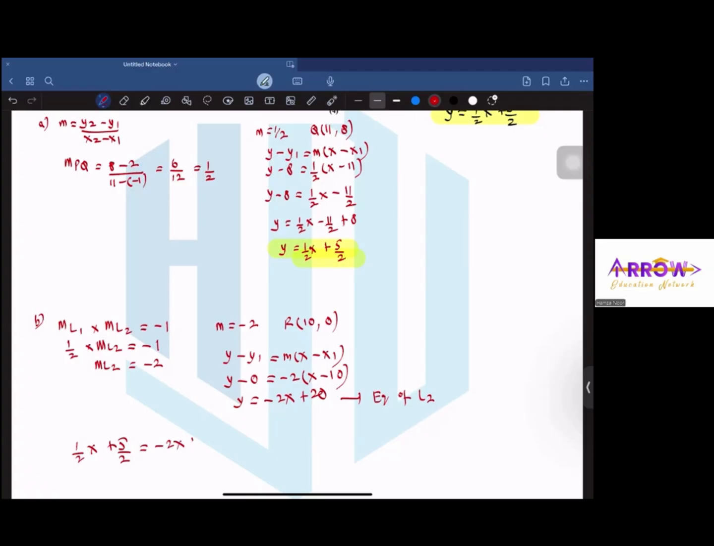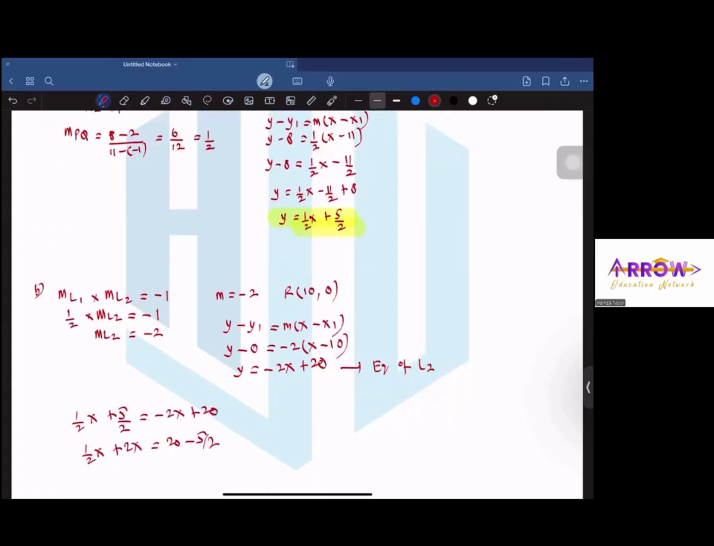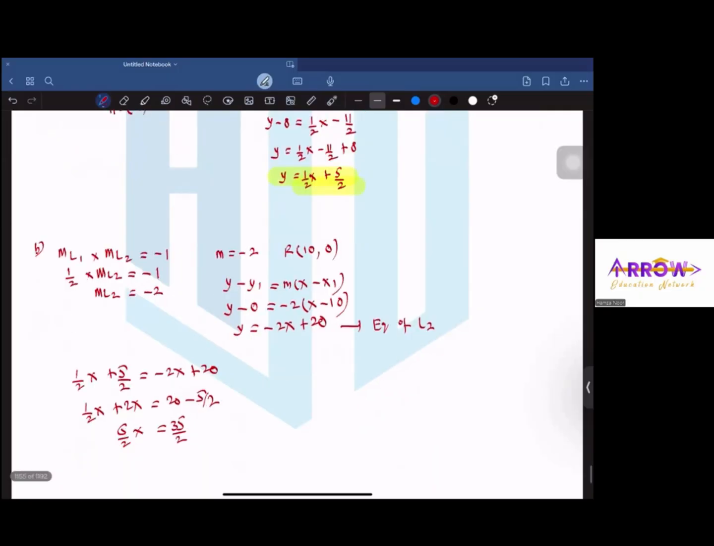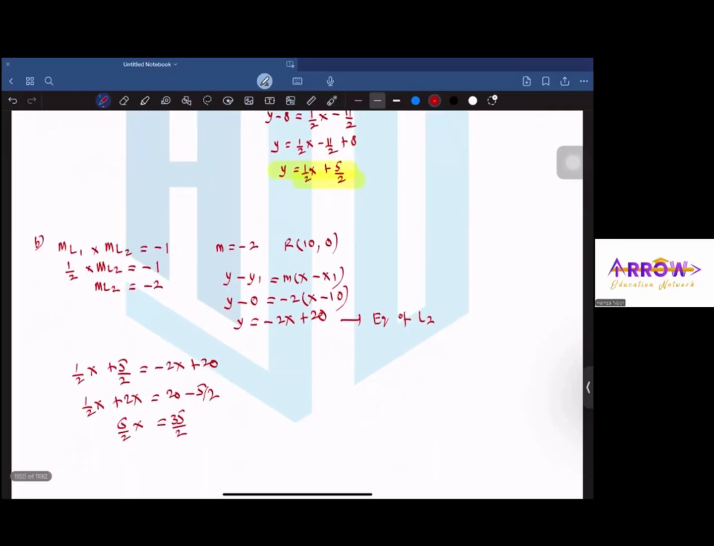So half x plus 2x is equal to 20 minus 5 over 2. Half plus 2 is 2.5, meaning as a fraction, this is 5 over 2 into x, and 20 minus 5 over 2, this is 35 over 2. So I can say that 2 and 2 are cancelled out, and therefore x is equal to 35 divided by 5, meaning the x coordinate of S is 7.